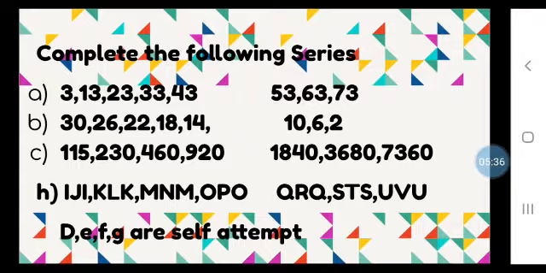The pattern is also available not only in numbers, children, even in the alphabets. Observe, I am doing the last part. All the middle parts, D, E, F, G, are your self-attempt questions.